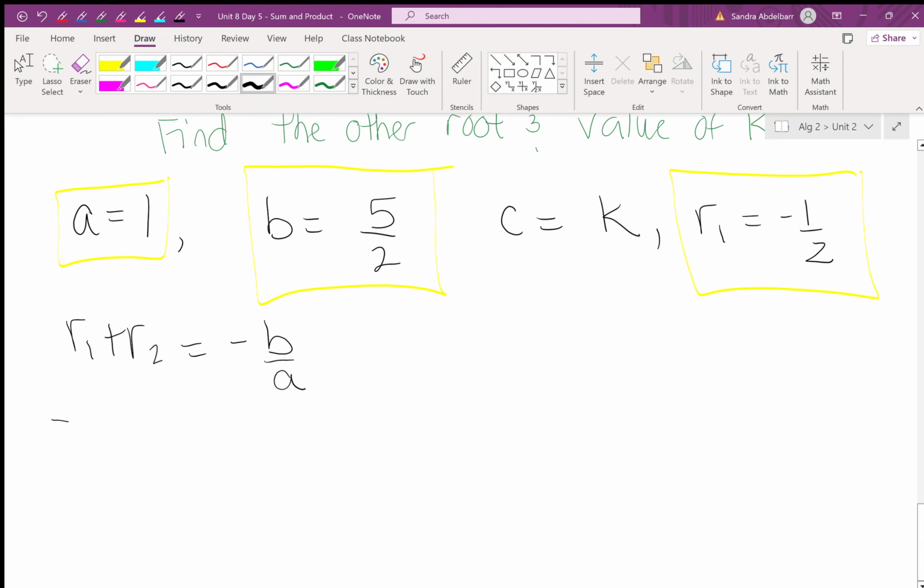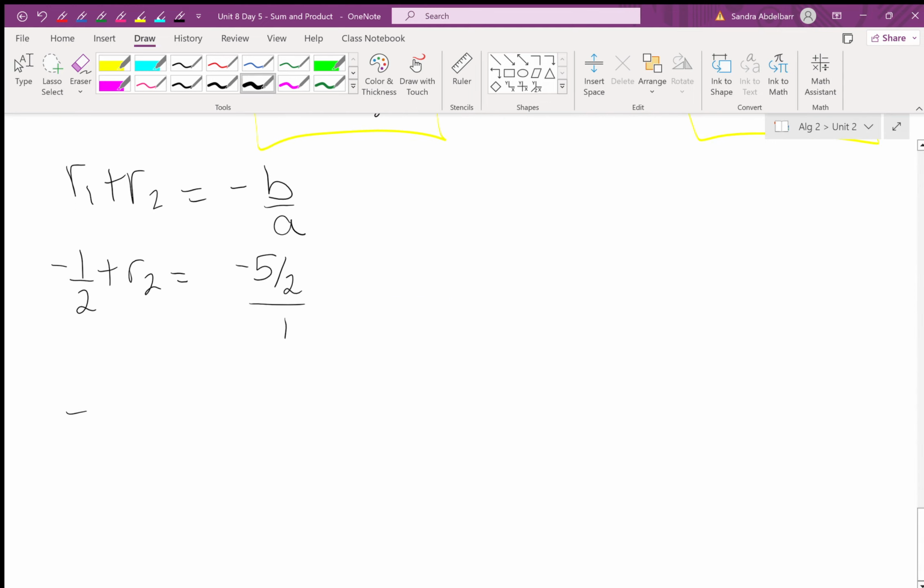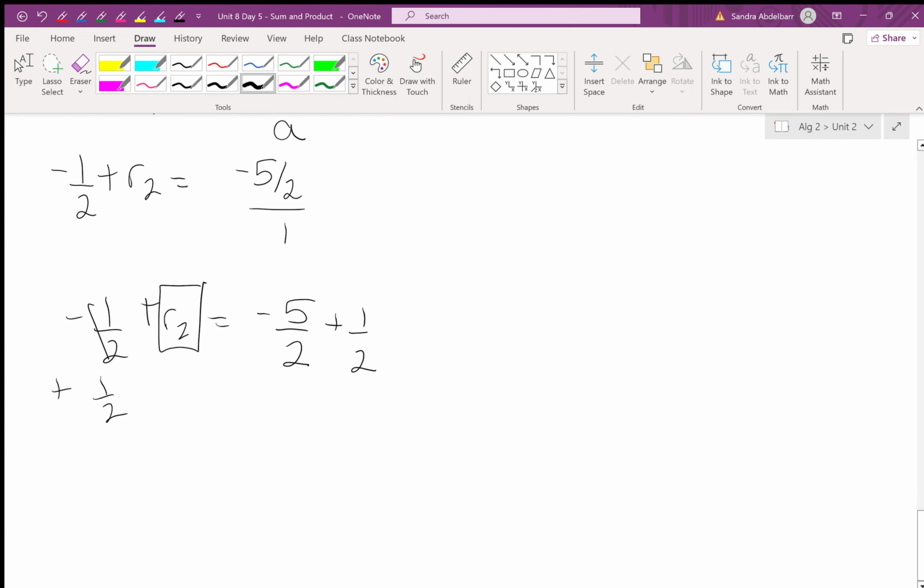So now this is going to be root 1 is negative 1/2 plus root 2 equals negative 5/2 over 1. Does it really matter that it's over 1? No. So this is saying negative 1/2 plus root 2 equals negative 5 over 2. I'm now going to solve for root 2, so I'm going to add that 1/2 over. And when I add the 1/2 over, I'm going to get root 2 is equal to negative 5 plus 1 is a negative 4 over 2.